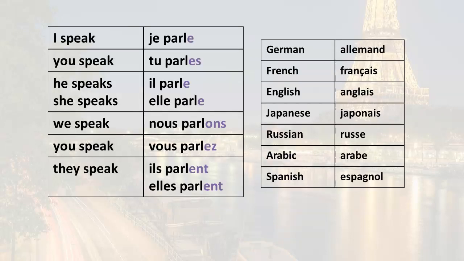Okay, so let's put it all together. This is what you've learned in these last few lessons. You've learned how to conjugate what we call an ER verb. Think of the verb parler, it ends in ER. Any infinitives, that's an unconjugated verb, any infinitives that end in ER, we call them ER verbs in French. Okay, so let's recap a little bit.